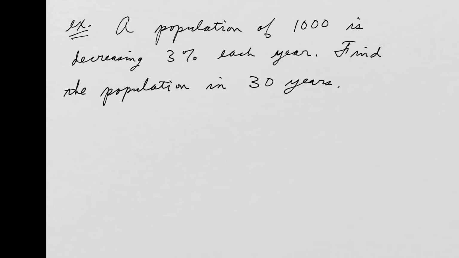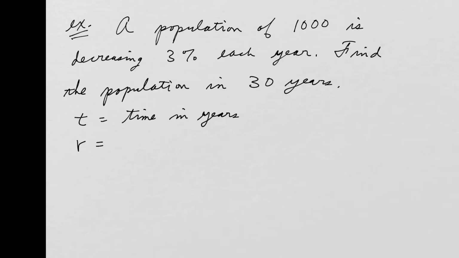Okay, so let's give variable names first. First of all, we'll let t equal the time in years. R is our growth or decay rate. In this case, it's decaying by 3%. So remember, decaying means R is going to be negative.